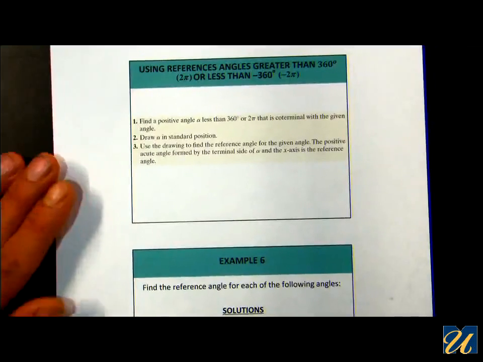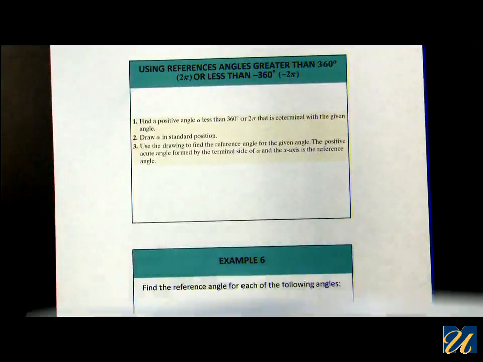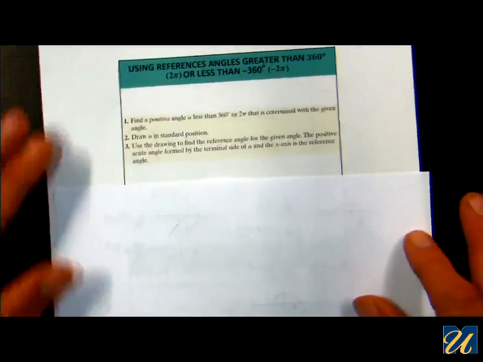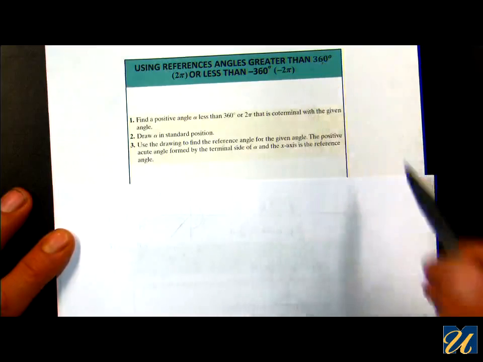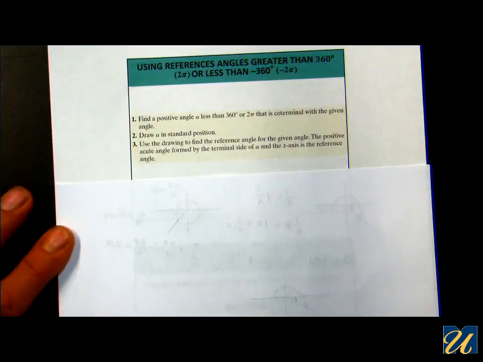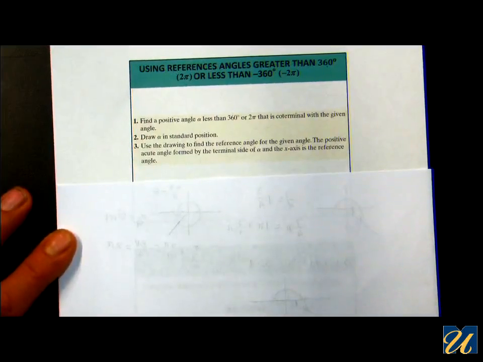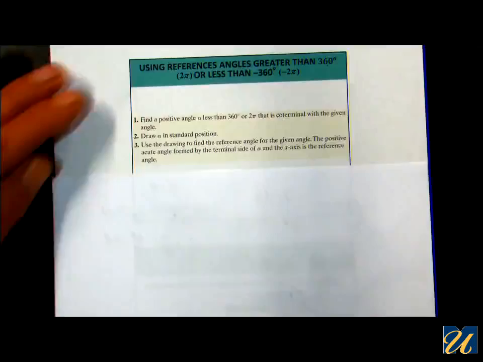Okay. Go on to what happens when you have an angle that's greater than one rotation, greater than 360 degrees, or you have a negative angle that's also very large, more than one rotation. What do you have to do? So it says here, you got to find the coterminal angle first, draw that, as I was doing already in standard position, and then figure out the reference angle from there. So let's put that into practice.